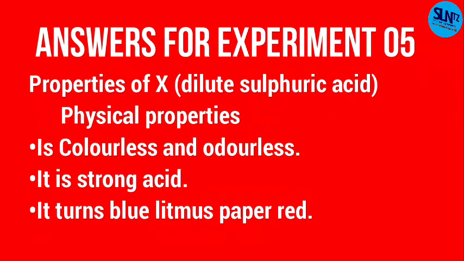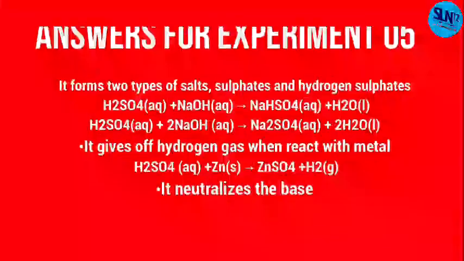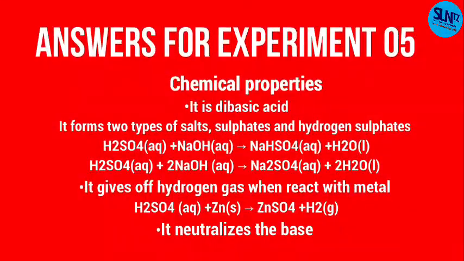Those are the physical properties. Chemical properties of sulfuric acid: it is a dibasic acid, meaning that it forms two types of salt, sulfate and hydrogen sulfate, and that is the equation. Another chemical property of sulfuric acid is that it gives off hydrogen gas when it reacts with a metal. Another chemical property is that it neutralizes the base, and our reaction is a neutralization reaction.